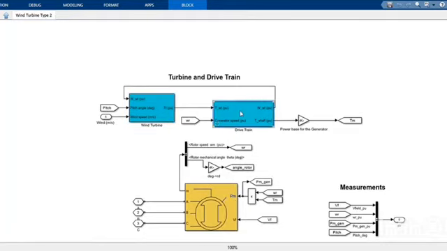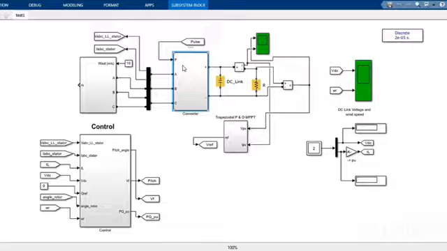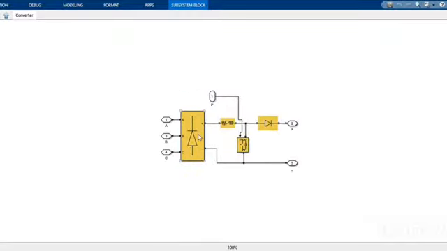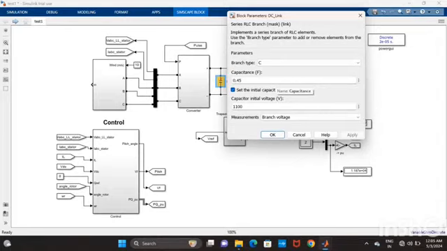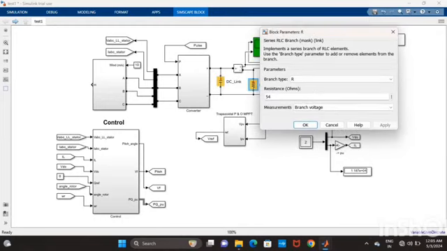The output of the permanent magnet synchronous generator is given to the rectifier, and the rectifier is used to convert the AC to DC voltage. This DC voltage is given to the boost converter. The boost converter is used to convert uncontrolled DC voltage to controlled DC voltage. In the boost converter, inductance is 75 millihenry, capacitance is equal to 0.468 microfarad, and RL is equal to 54 ohm.